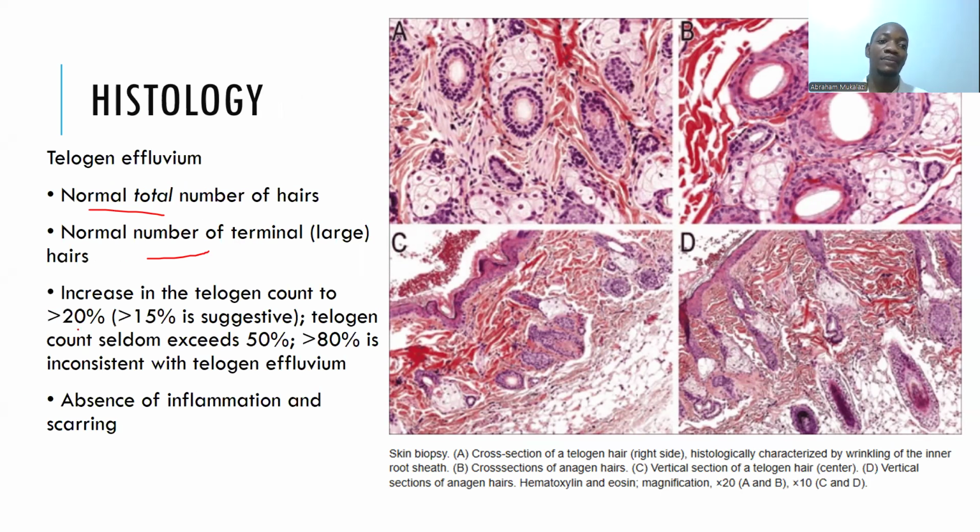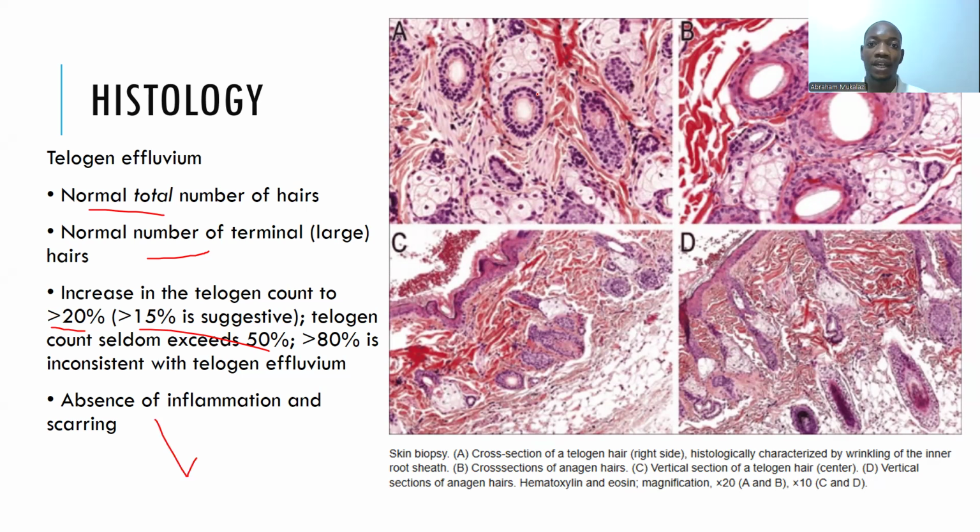This increase can be above 20%. When you get it as low as 15%, that can be suggestive, but 20% and more is diagnostic. And you find that in severe cases, it can be as high as 80% of hairs being in telogen. What you have to remember is that there will be no sign of inflammation of any sort. That is how the histology will look, as you can see in this picture that I've put for you.